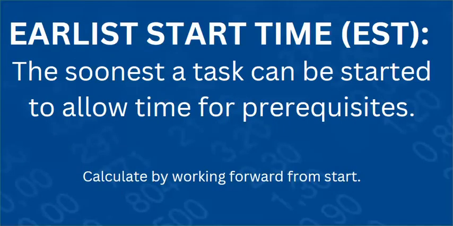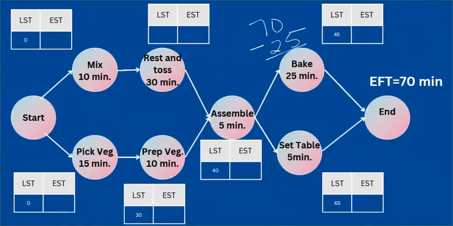Let's compare this with the earliest start time. There are some jobs that obviously you can't start right away, like baking the pizza. The earliest start time, or EST, is the soonest a task can be started to allow time for the prerequisites. We calculate this by working forward from the start. Jobs that have no prerequisites, like mixing my dough and picking the vegetables, will have an EST of 0. I can start those right away.